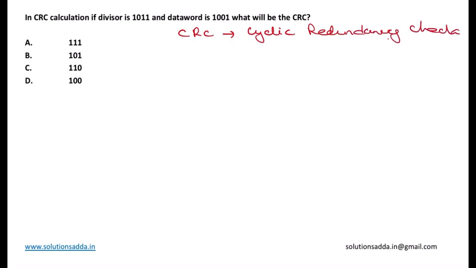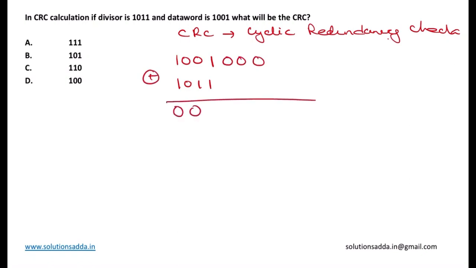And the procedure to find the CRC is we'll perform XOR operation of data word with the divisor. So data word given to us is 1001 and the divisor is 1011. Since it is a polynomial of order 3, we'll append 3 zeros in the end and then we'll perform the XOR operation. 1 XOR 1 is 0, 0 XOR 0 is 0, 0 XOR 1 is 1, 1 XOR 1 is 0.